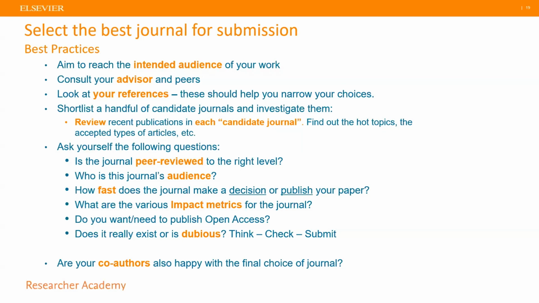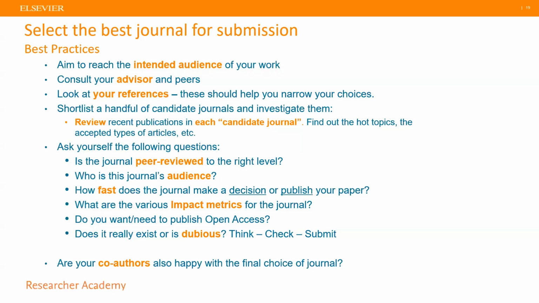Ask yourself the question, is the journal peer-reviewed at the right level? So is it single blind, double blind? How many peer reviews are required for a paper to be in good shape? Who is the audience for the journal? So is it a broader, specific audience? How fast does the journal actually publish? And how fast are decisions made?